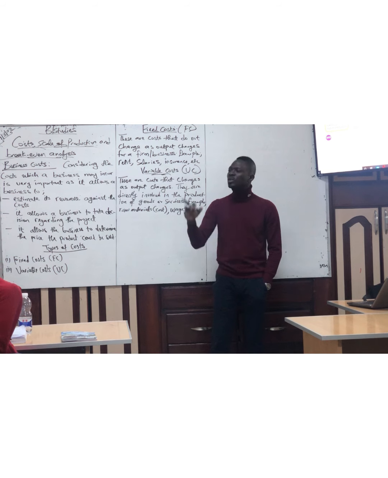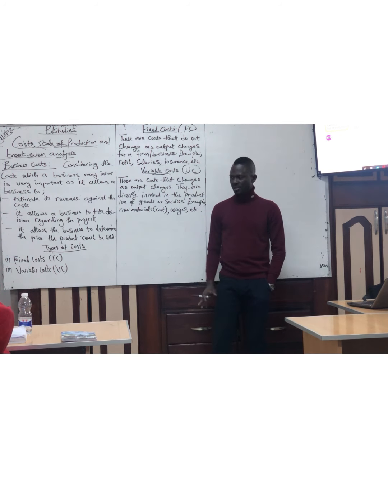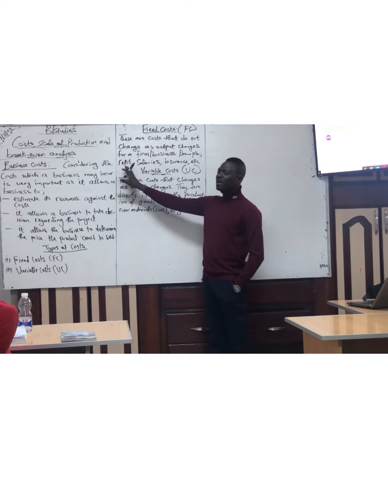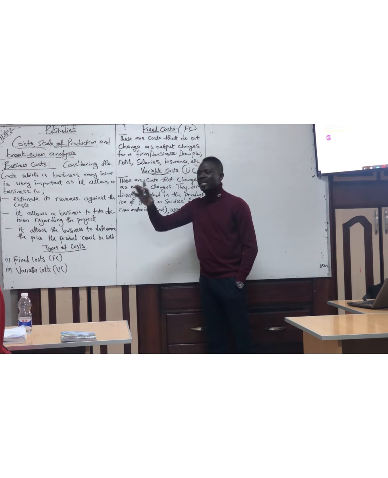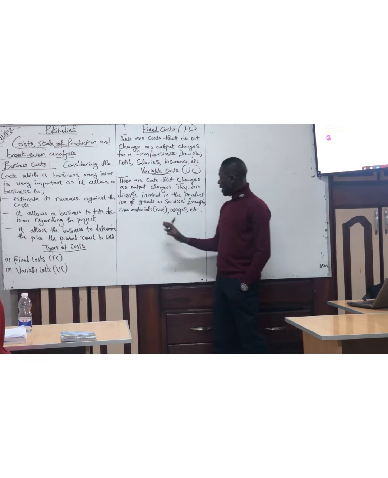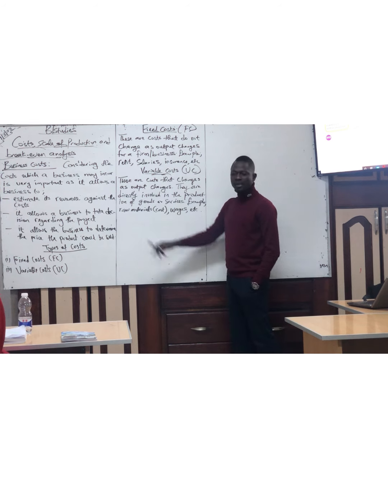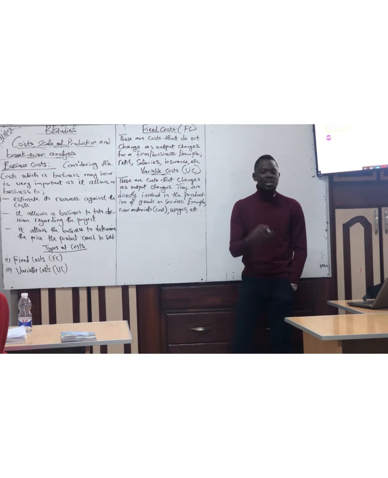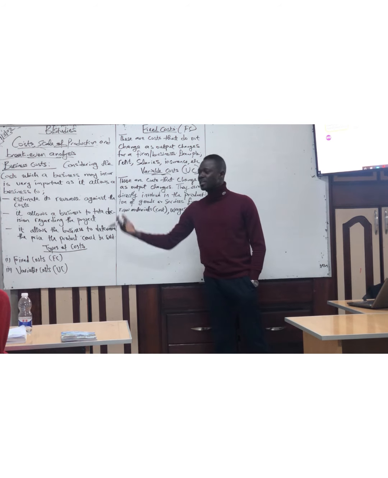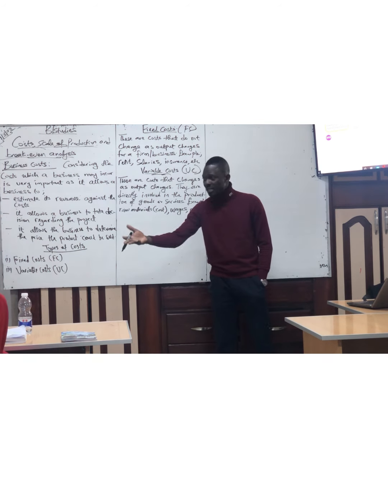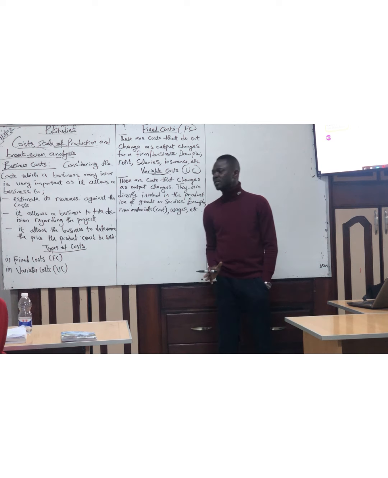So these costs will change as your output changes. So we call them what? Variable costs. These costs will change as your level of output changes. Example, cost of raw materials. The cost you incur in raw materials will be determined by the total number of raw materials you need. If you want to increase your raw materials, the cost of your raw materials will increase.